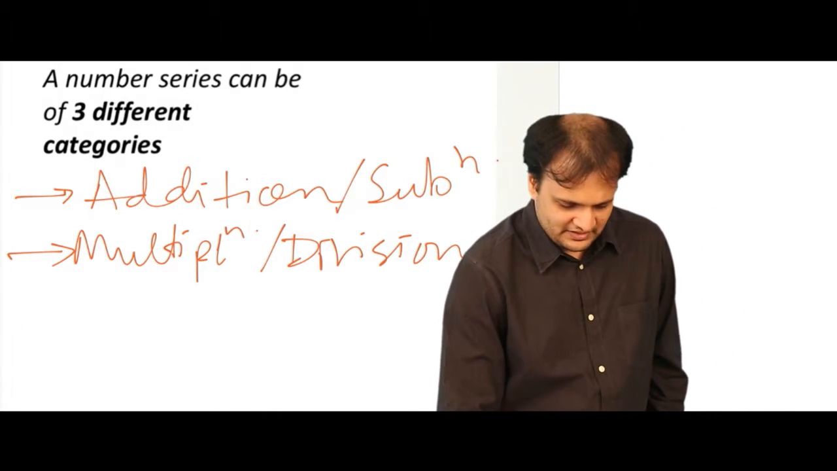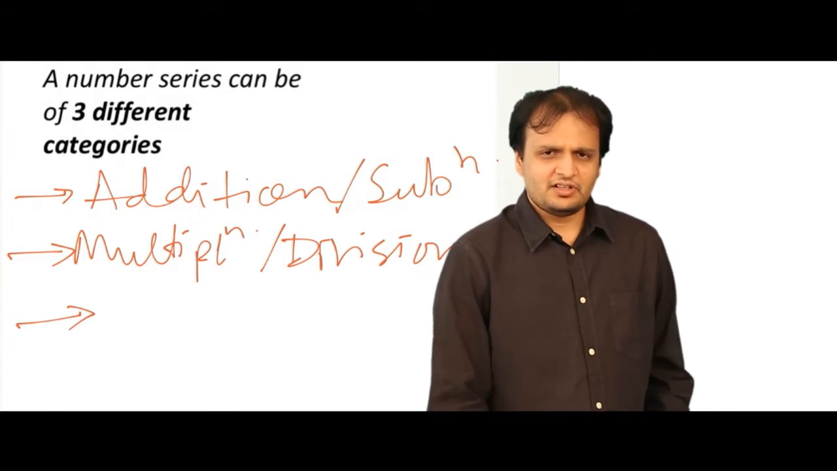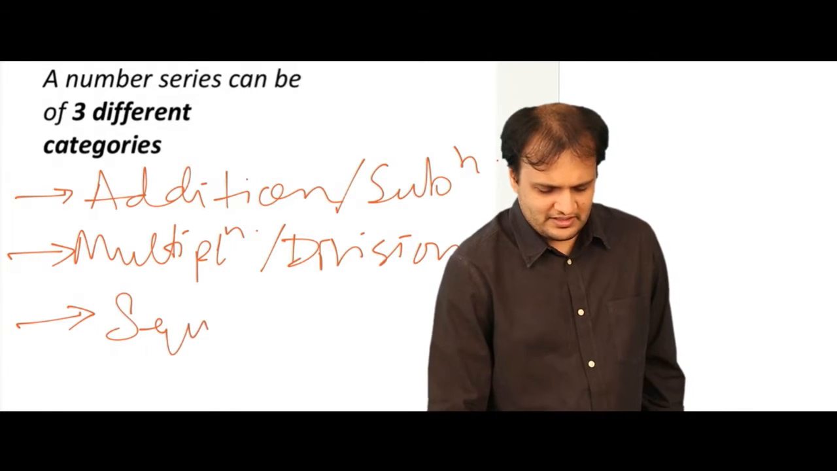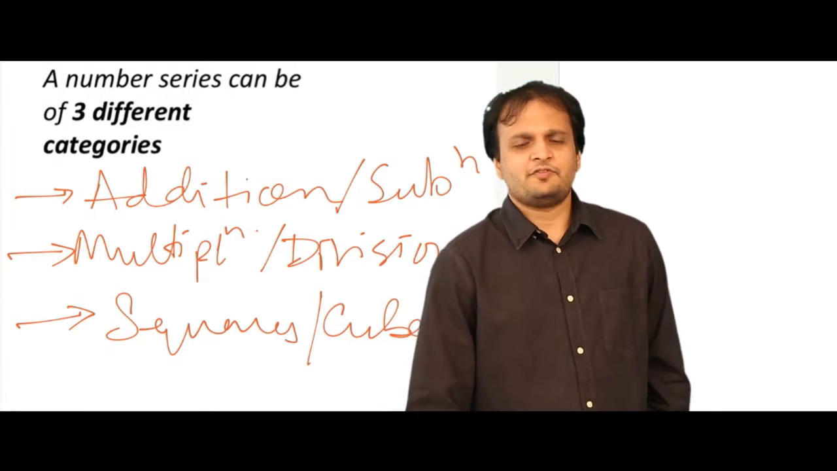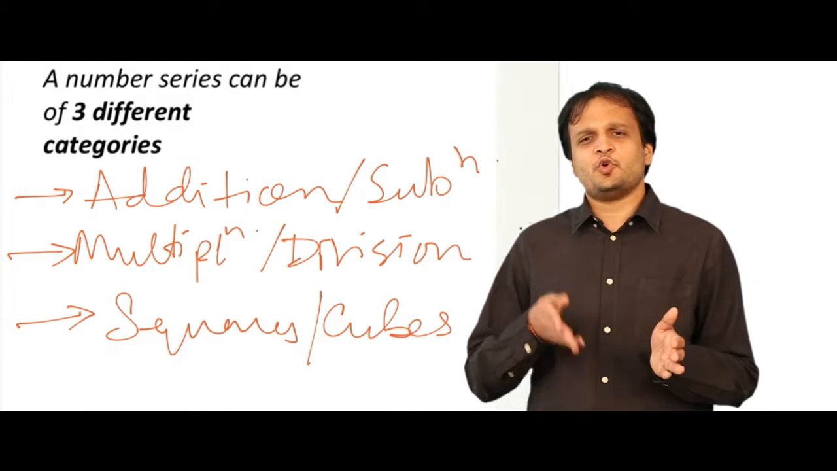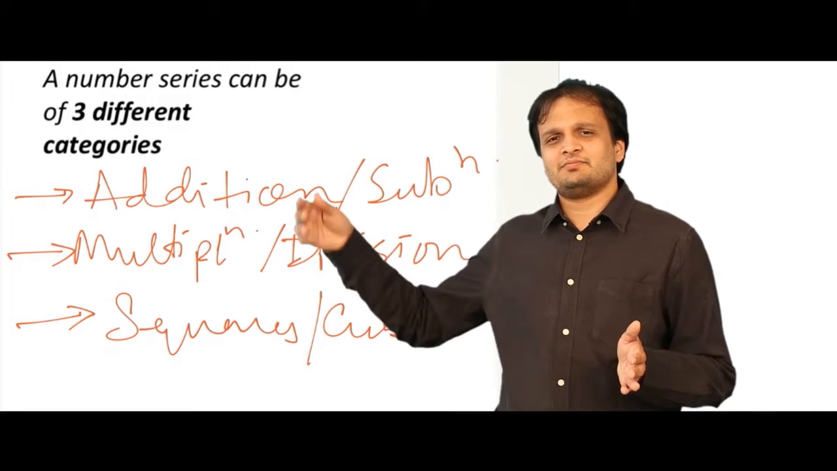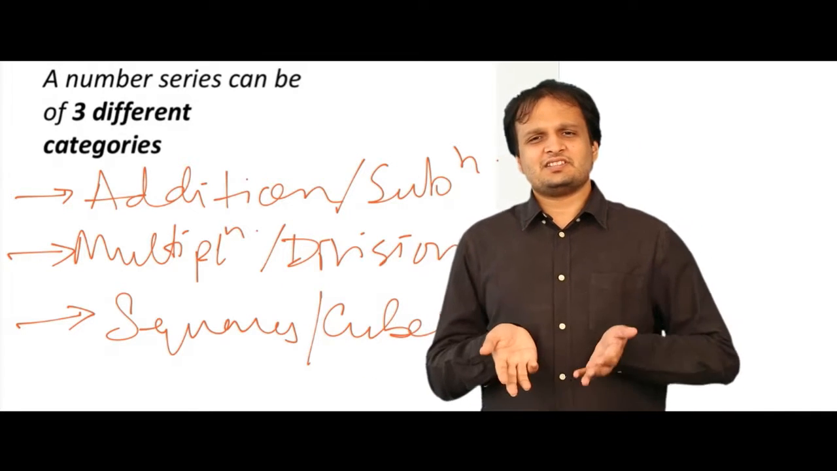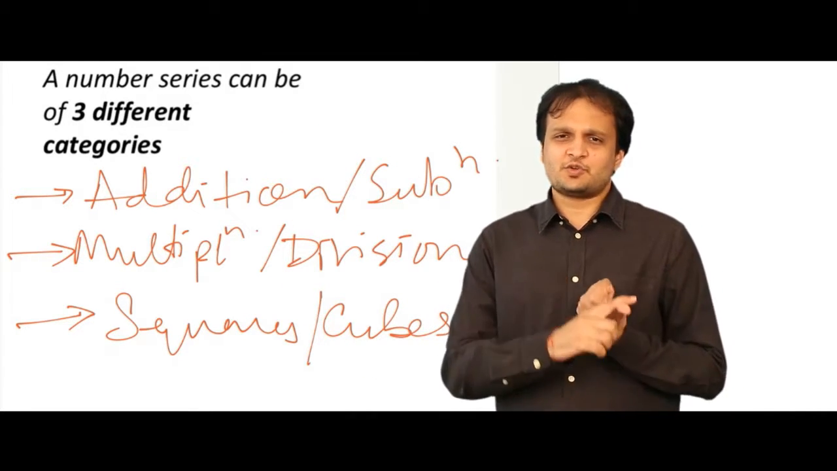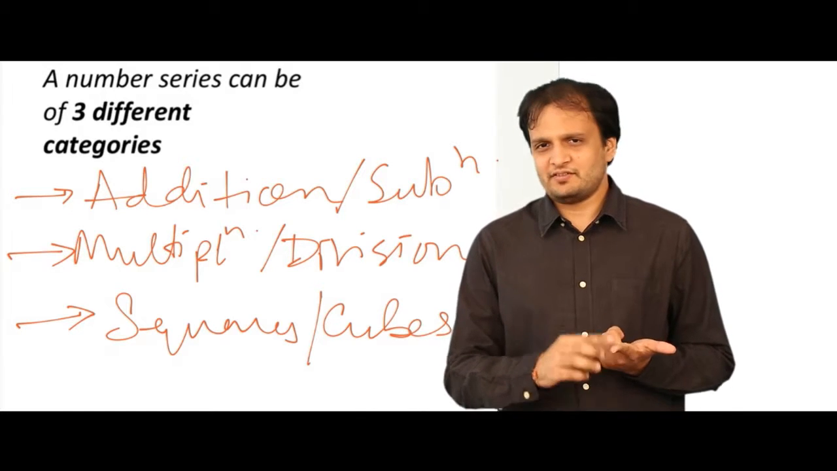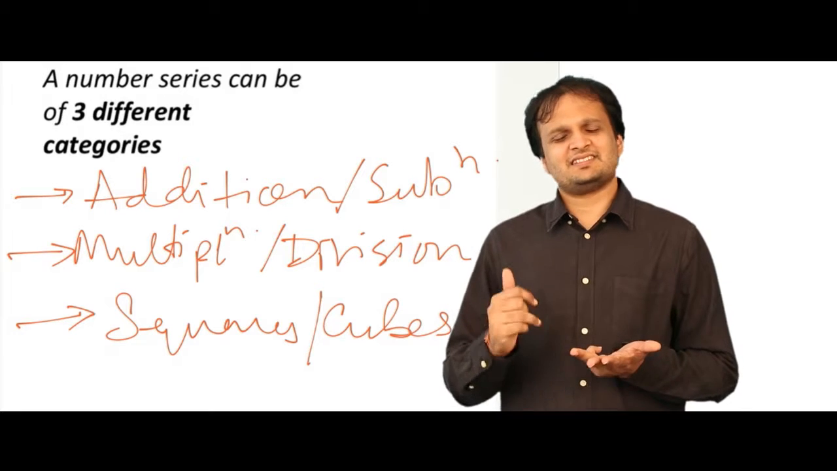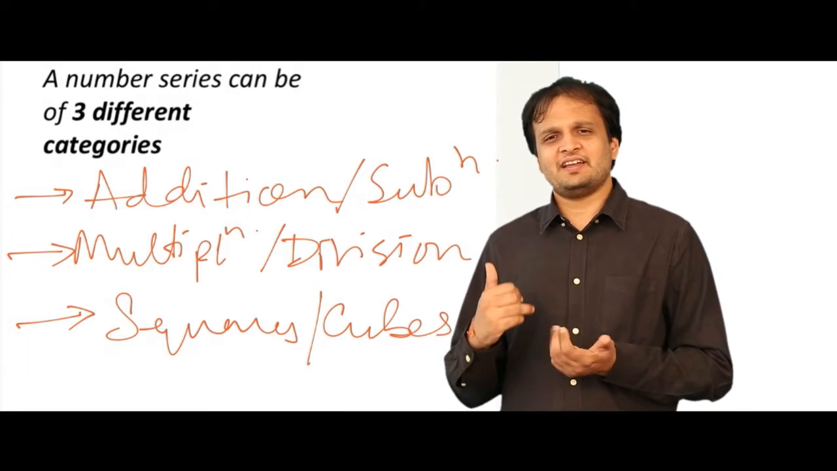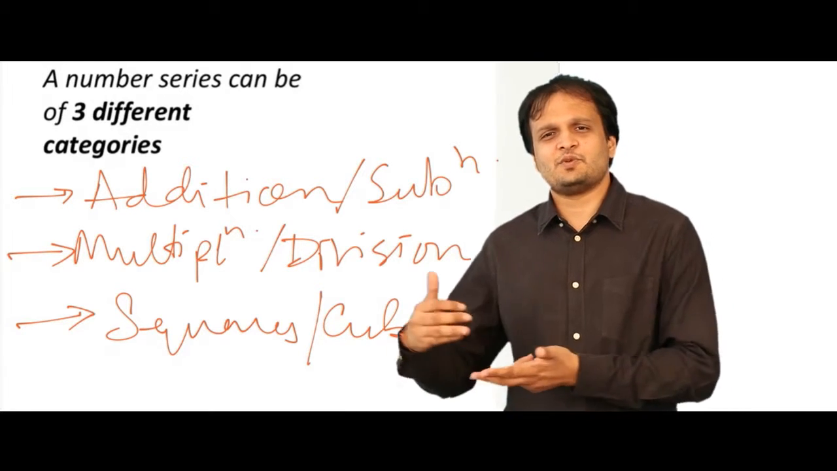What is the third type of series? So the third type of series is very interesting. It is squares or cubes. So for example, if I give you a question 1, 4, 9, 16, question mark, 36. So what does this mean? So 1 is 1 square, then we have 2 square which is 4, then we have 3 square which is 9, 4 square 16, 5 square 25, 6 square 36, 7 square 49.